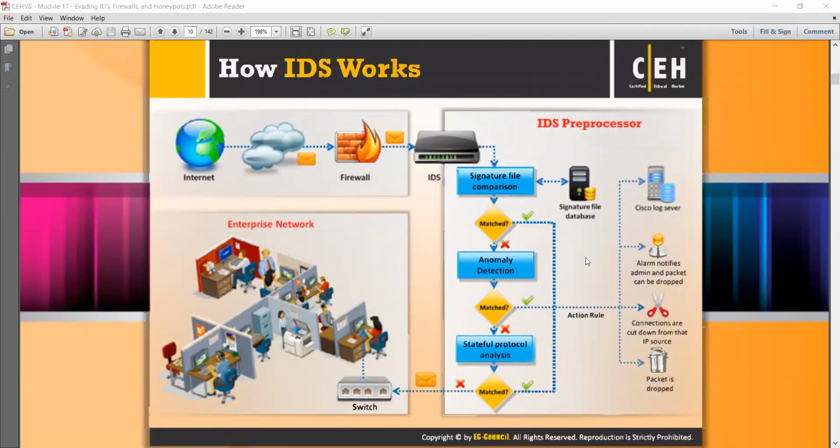In protocol analysis, we test based on the network protocol. Then if it is not matched, that means the packet is benign or non-malicious. So we go through to the enterprise network, or LAN, local area network.